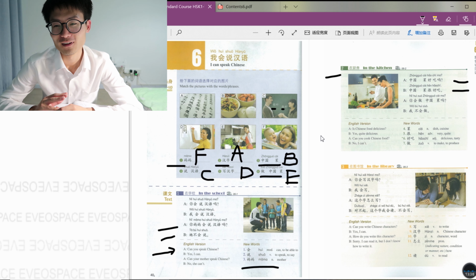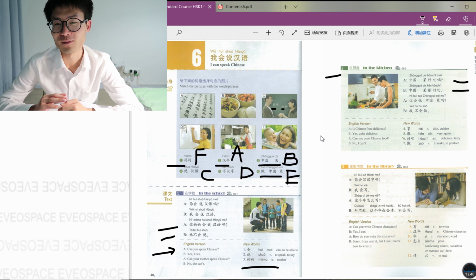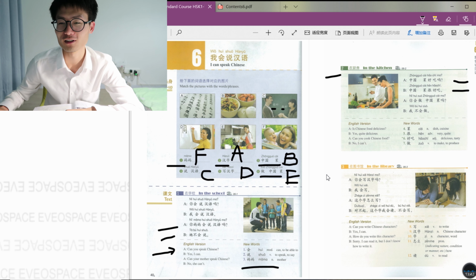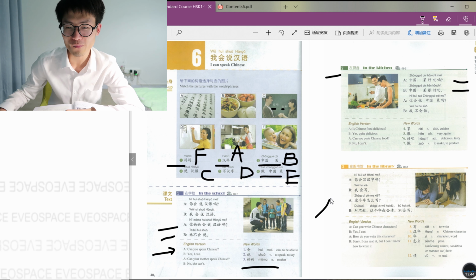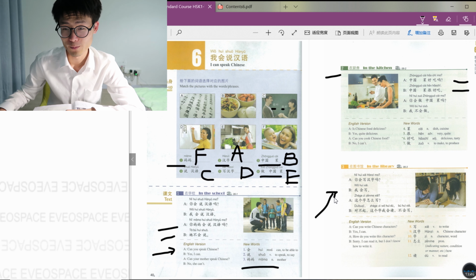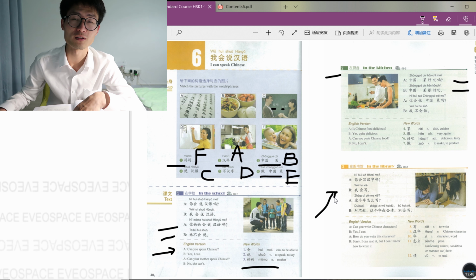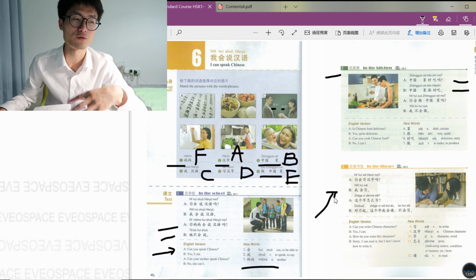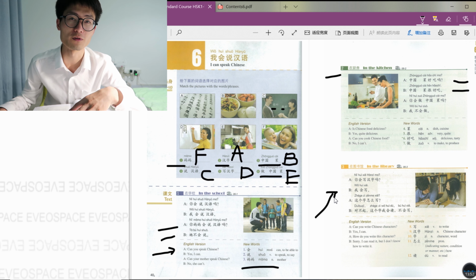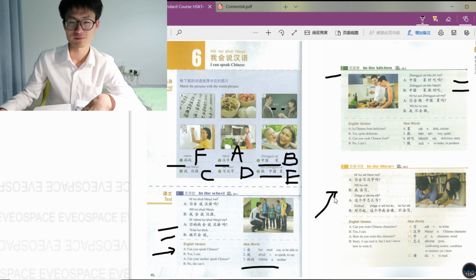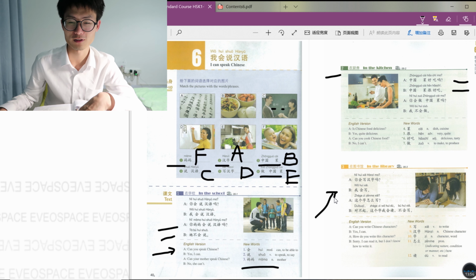Okay. So much for the discussion. Let's move on. By the way, you can tell me which kind of food you prefer. Which do you like the best?